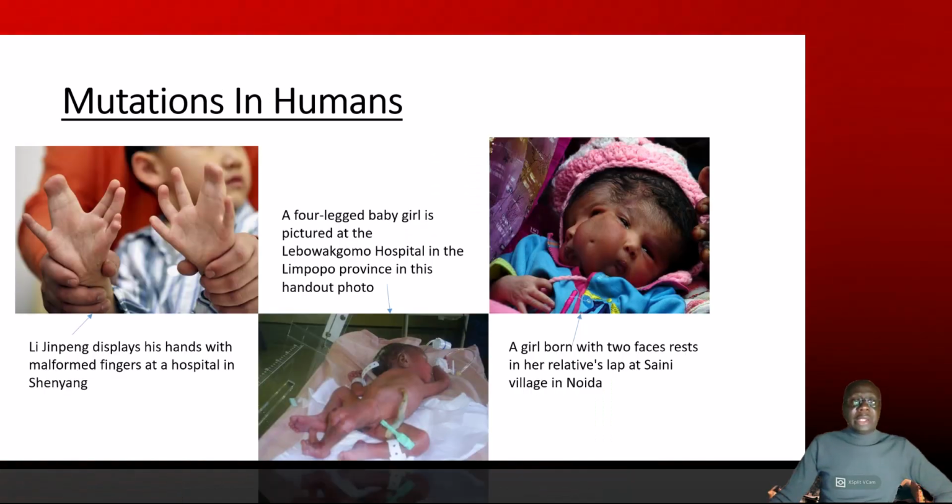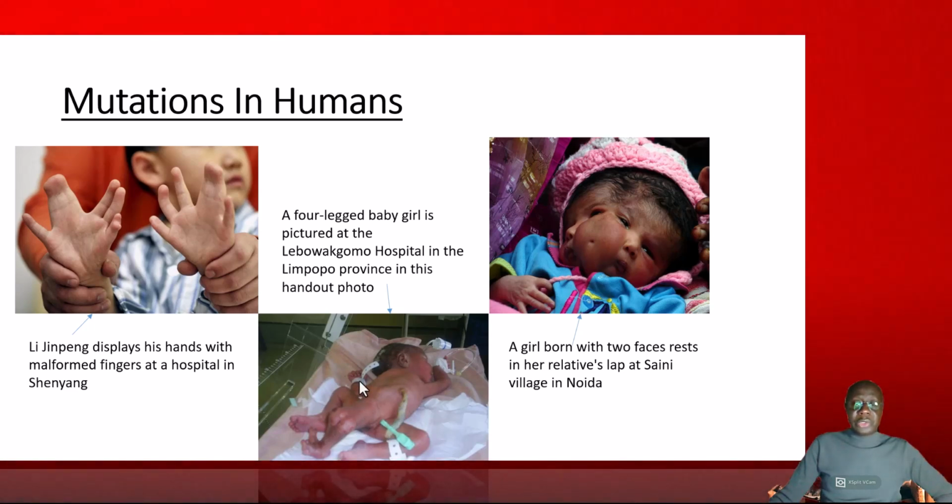Now here you can see it in humans. This child has got its fingers all messed up due to wrong DNA sequencing. And this child has got multiple faces. You can pause the video and read about them. And here you can have a baby with 4 legs as well. It's all due to the genes. What the genes are supposed to make, the mutation has changed the gene, and the gene now is making something different.